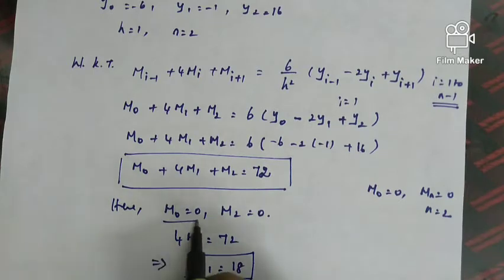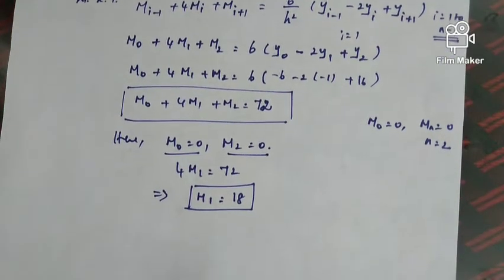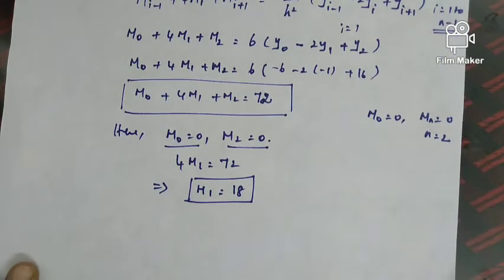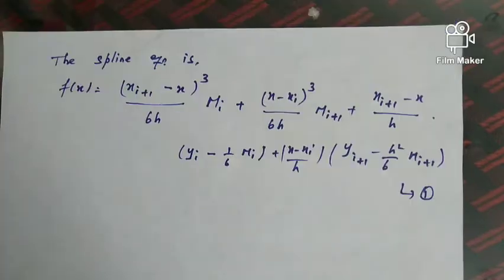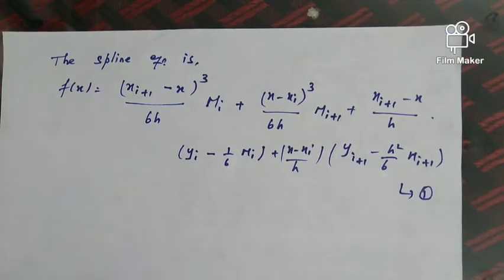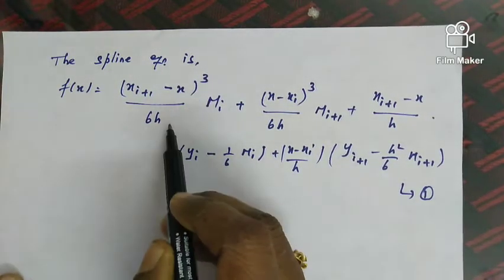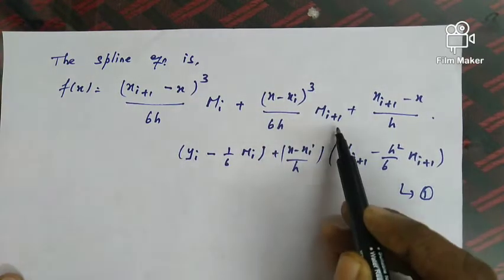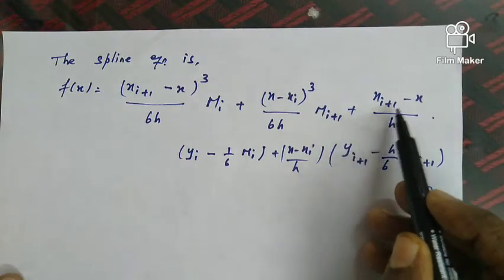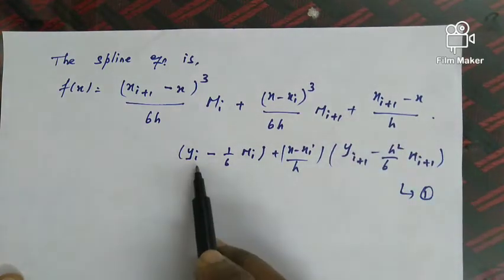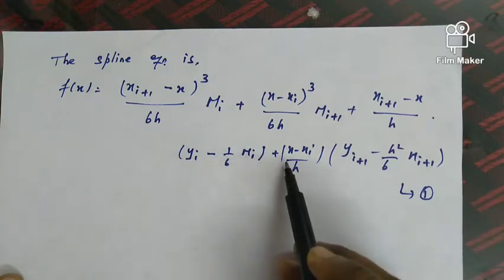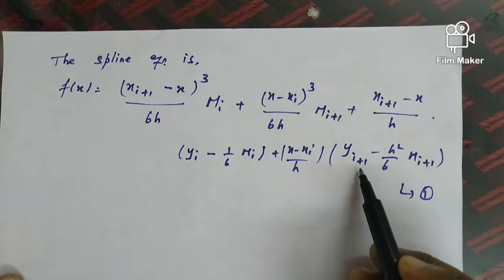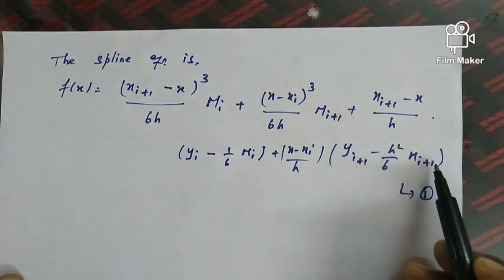Okay, so we got all the values here, m0, m1, m2. Now after finding the values of m0, m1, m2, you can go for the spline equation. The spline equation is f of x is equal to (x_{i+1} minus x) whole power 3 by 6h into m_i plus (x minus x_i) whole power 3 by 6h into m_{i+1} plus (x_{i+1} minus x) by h into y_i minus h square by 6 m_i plus (x minus x_i) by h into y_{i+1} minus h square by 6 into m_{i+1}.